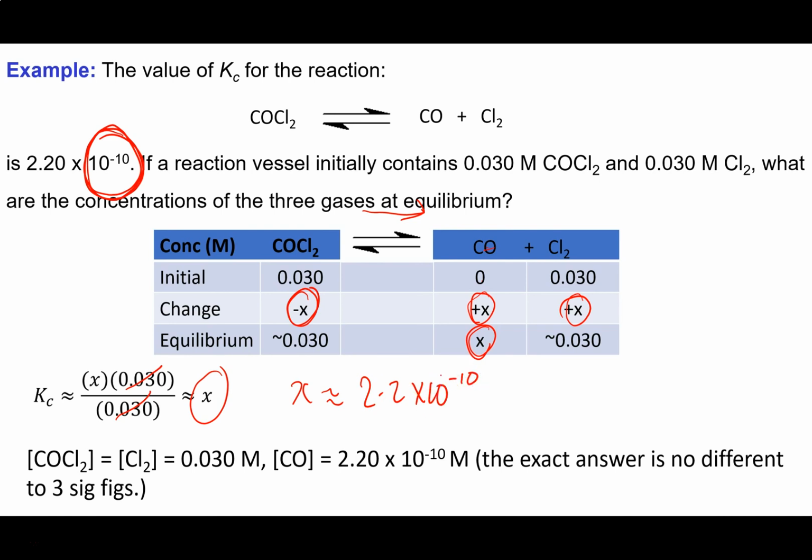Okay, so what do I know? The concentration of my COCl2 and my Cl2 will just be 0.03, and the concentration of my CO is 2.2 by 10 to the minus 10. Now, if I used either the quadratic formula or the solver to get the exact answer, when I express things to the correct number of significant figures, I get identical answers. So this is really good.